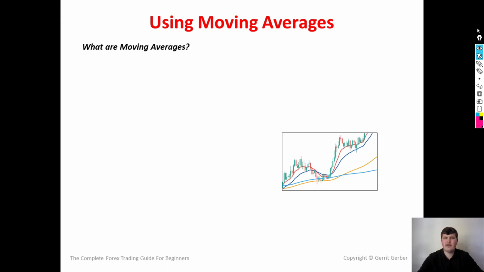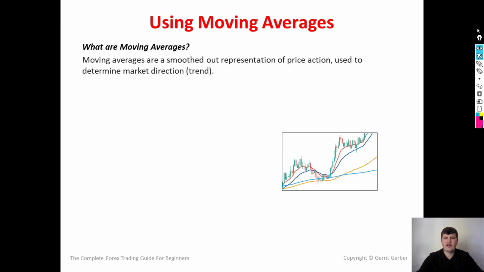Now the second way was to use moving averages, and in this lecture I'm going to expand a bit on what moving averages are and how to use them in the Forex markets. Now, moving averages are a smoothed out representation of price action, and it's used to determine market direction or the trend, whether the market is in an uptrend or a downtrend.